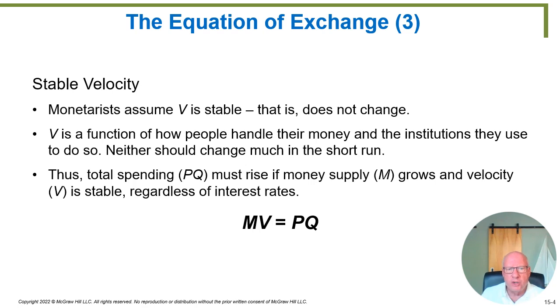Now, economists assume that V, or the velocity of turnover of money, is stable. Not that it can't change, but that it does not change in the short run. And why is that? That's because V is a function of how people handle their money and the institutions they use to do so.